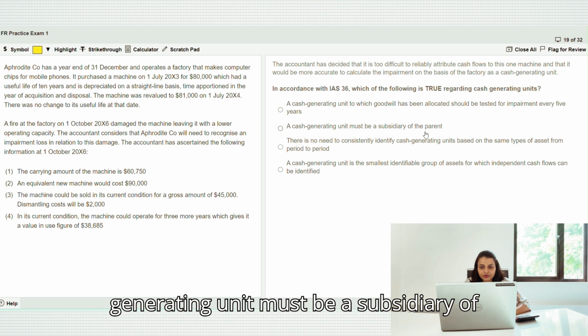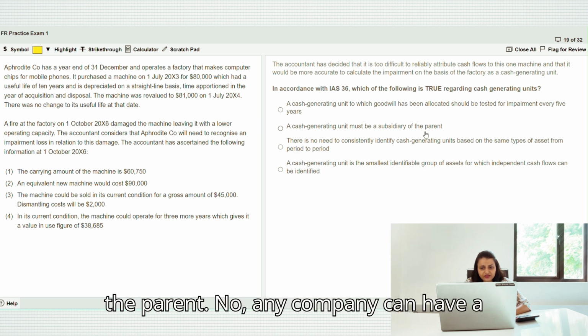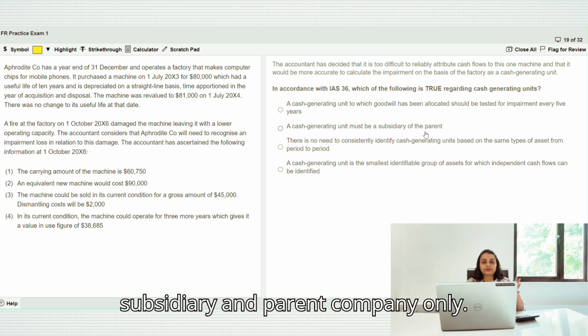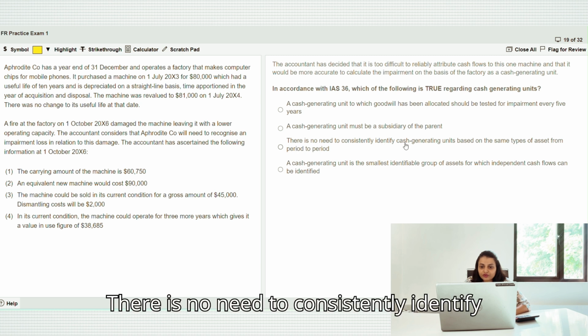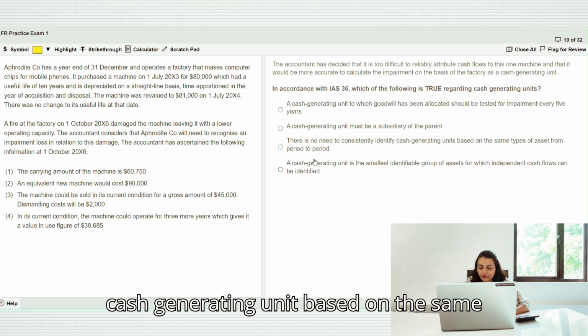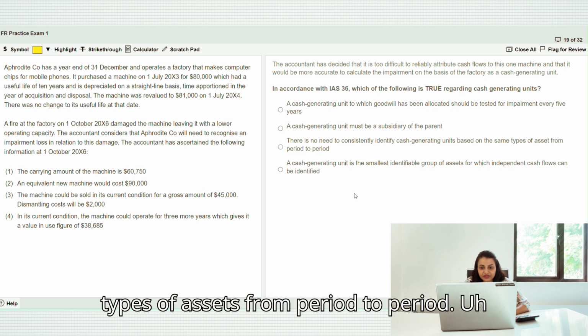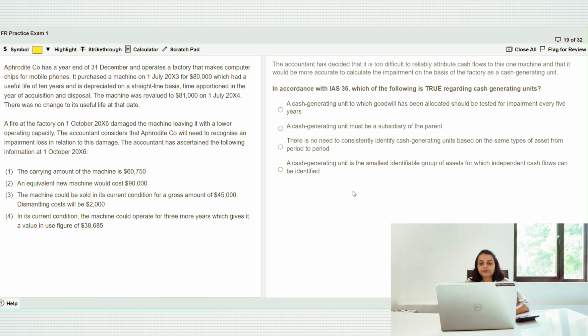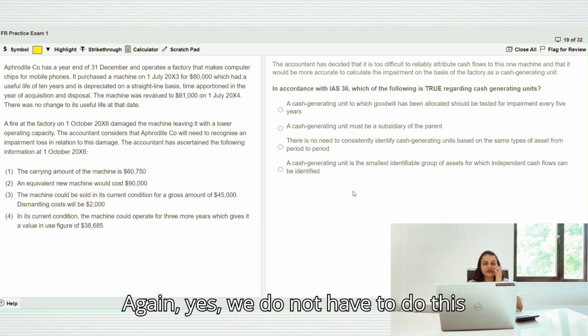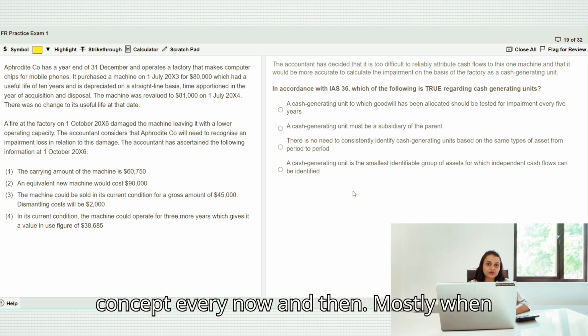A cash generating unit must be a subsidiary of the parent. No, any company can have a cash generating unit, it need not be a subsidiary and parent company only. There is no need to consistently identify cash generating units based on the same types of asset from period to period.